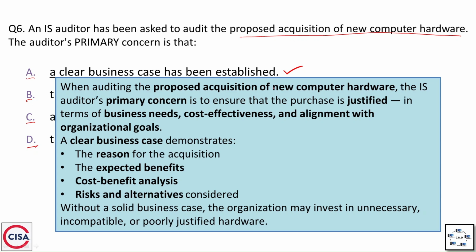And the correct option is option A, a clear business case has been established. When auditing the proposed acquisition of new computer hardware, the IS auditor's primary concern is to ensure that the purchase is justified in terms of business needs, cost effectiveness, and alignment with organization goals. A clear business case demonstrates the reason for acquisition, the expected benefits, cost benefit analysis, and risks and alternatives considered. Without a solid business case, the organization may invest in unnecessary, incompatible, or poorly justified hardware.